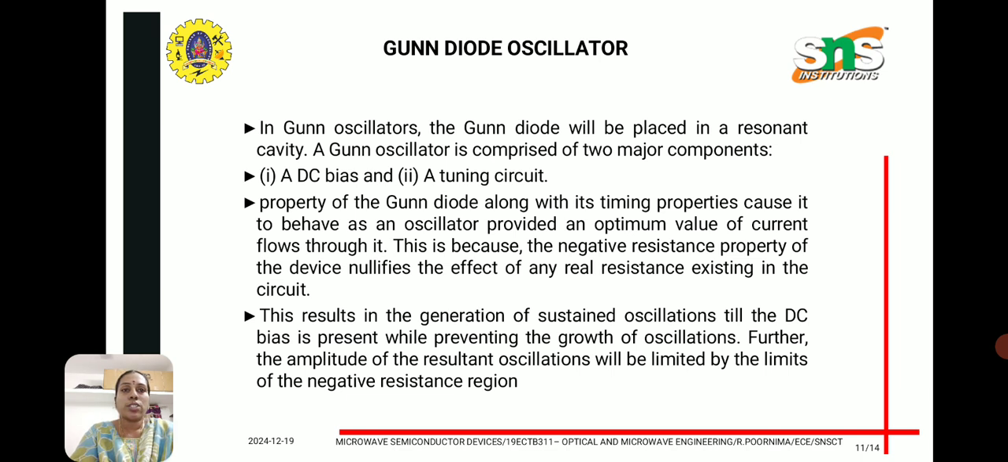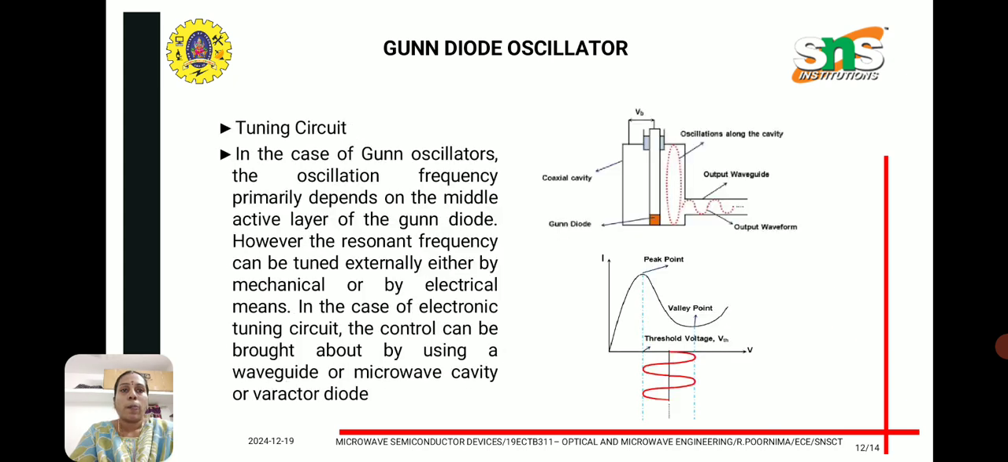To function as an oscillator, it can be placed in a resonant cavity. It comprises two major components: one is the DC bias and the other is the tuning circuit. The generation of sustained oscillation is produced by the negative resistance property. Here we use a tuning circuit. The oscillation frequency depends on the middle active layer of the Gunn diode. However, the resonant frequency can be tuned externally. In the case of an electronic tuning circuit, the control can be brought about by using a waveguide, a microwave cavity or a varactor diode.